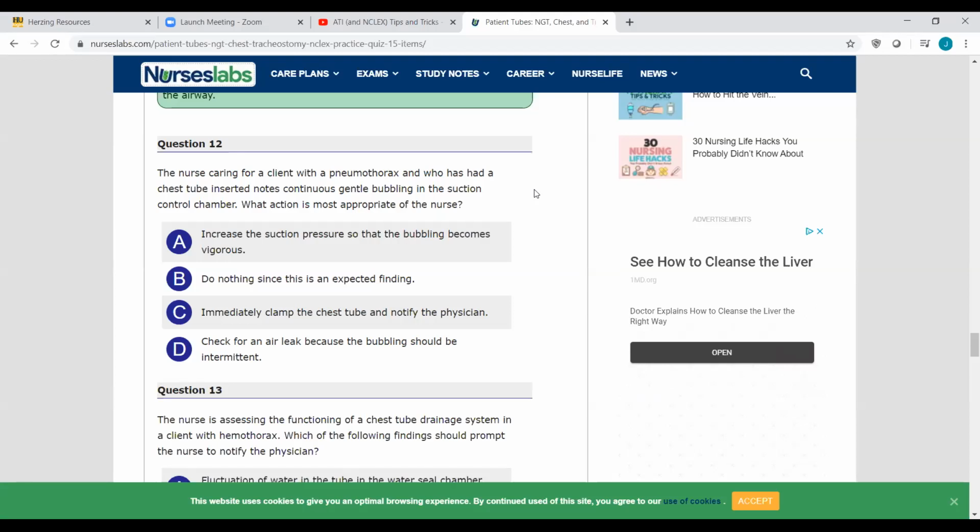All right, so for this one, I know we haven't done our chest tube stuff yet, but this says a nurse is caring for a client with a pneumothorax who has had a chest tube inserted and notes continuous gentle bubbling in the suction control chamber. What action is most appropriate for the nurse? So first of all, what's a pneumothorax? A collapsed lung. Yes.